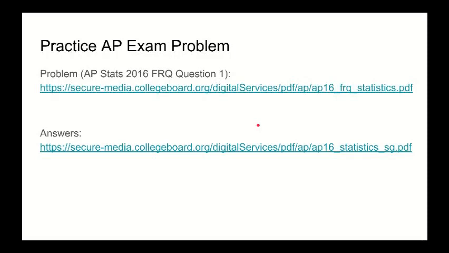Finally, we have a previously released AP practice problem that covers the stuff in this topic. If you want extra practice, even though you probably don't need it, feel free to do so in the first question on the 2016 AP exam. The links to the problem are in the comments.